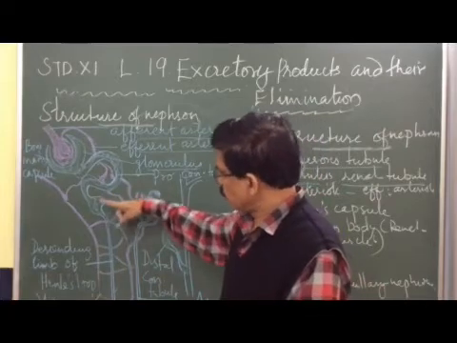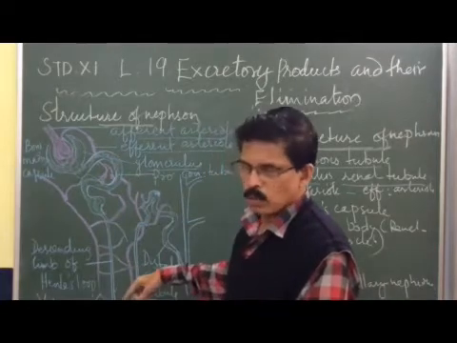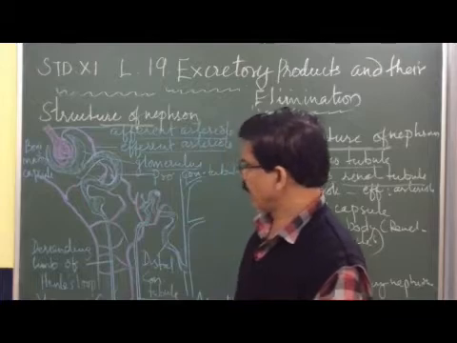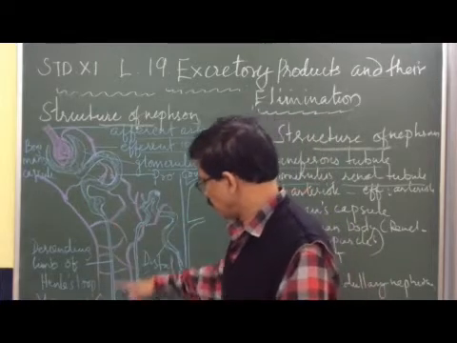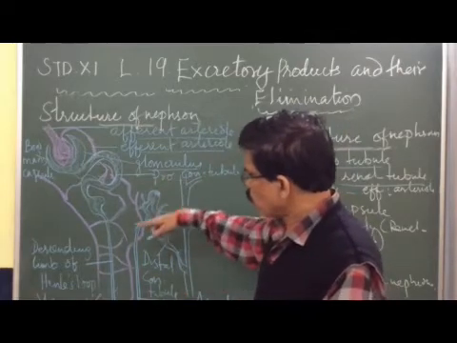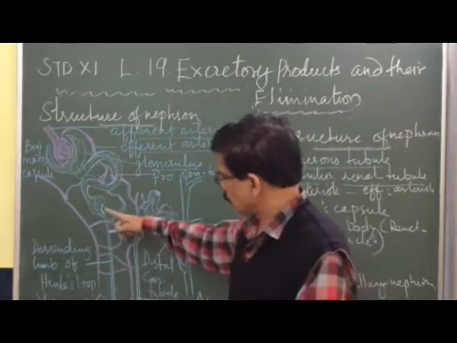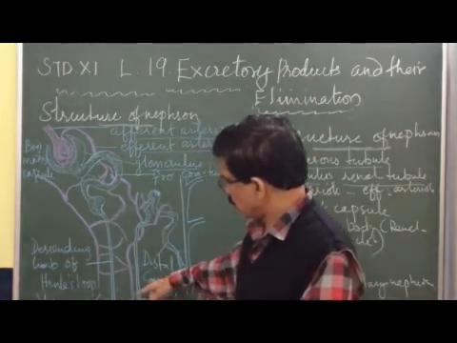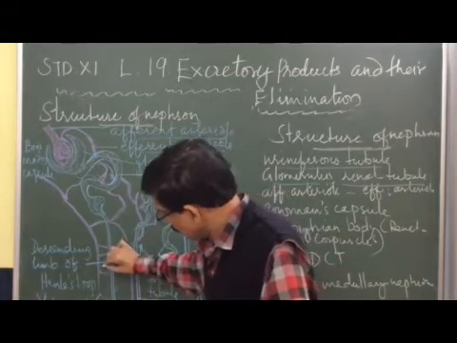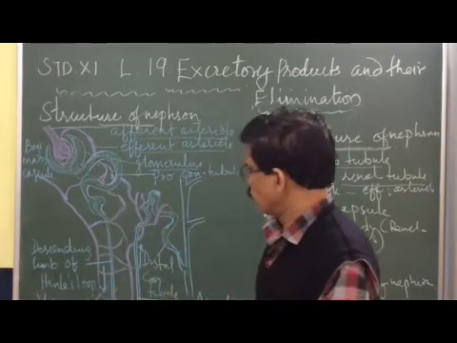Now the proximal convoluted tubule comes down to the medulla. Usually the medulla has a U-shaped tube-like structure. We call it Henle's loop. Henle's loop also goes up. The lower limb of the Henle's loop is called the descending limb, and the second is the ascending limb of the Henle's loop. You can see this here: this is the descending limb of the Henle's loop, and this is the ascending limb.